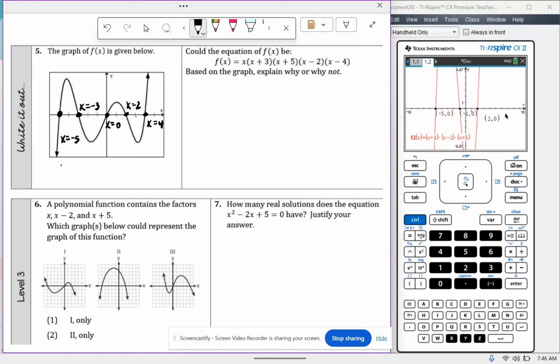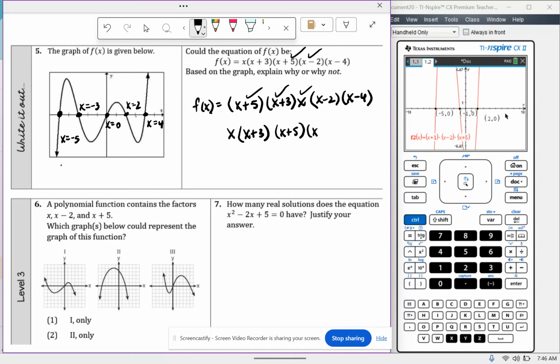So let's go ahead and put these into factored form with their flipped signs, and we'll just read from right to left to make sure we get them all. I have x plus 5, x plus 3, plain old x. That's for the x equals 0 one, don't forget. x minus 2, x minus 4. So let's put the x in the front to match their structure, right? Then they put x plus 3 next, then x plus 5 next, then x minus 2 next, then x minus 4 next.